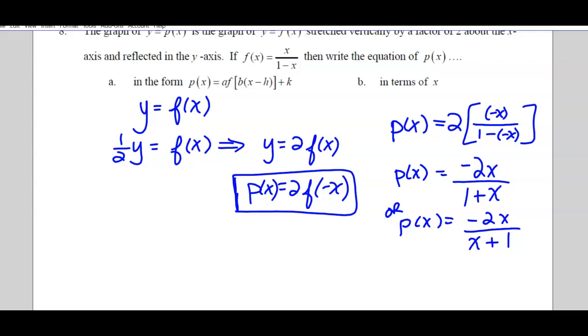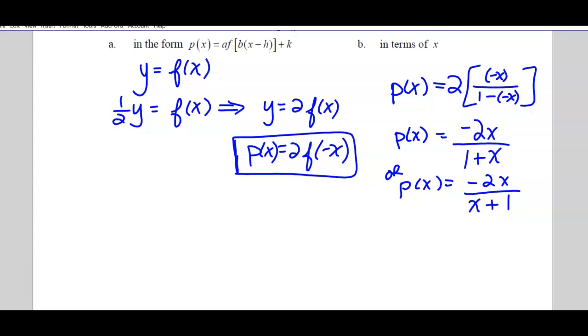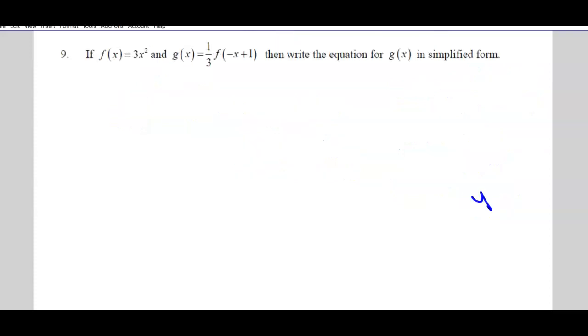If you multiply both the top and bottom by -1, you get 2x over x plus 1. Oh, never mind, sorry. I was thinking of the other form. I just put it in descending order. Okay, so you're going to do this. I'll come back to it at the end. I'll put it in the video for you.